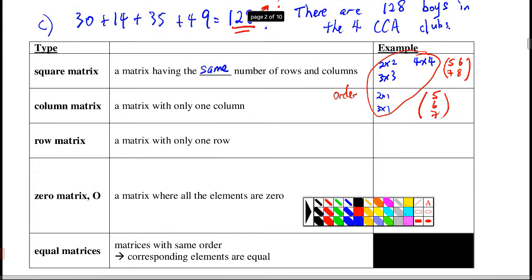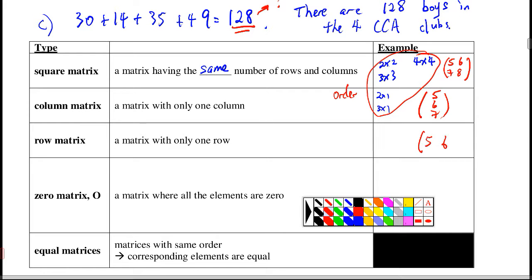Next one, row. 5, 6, 7. 1 row. Simple. That's what it means. Column, 1 column, 1 row. That's what it means. Next one.